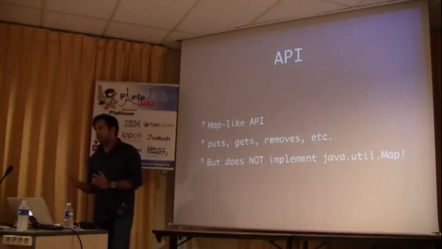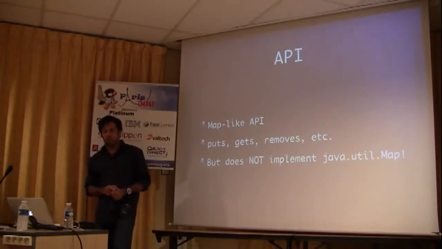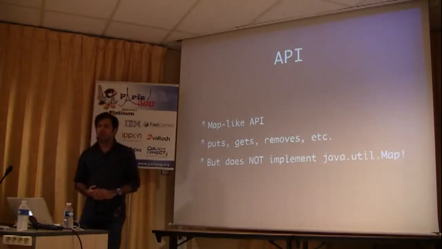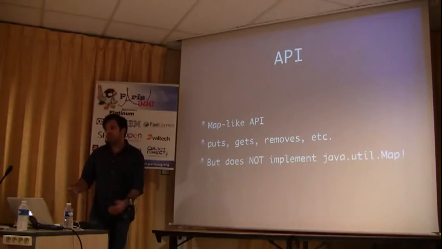It may work fine in a single VM system, but JSR 107 does not just cover simple standalone caches. It also applies to a distributed cache, and some of those operations get quite expensive in a distributed fashion. For example, when you do a put, what does a map give you? Anyone? A quick answer? Map.put, what do you get back?